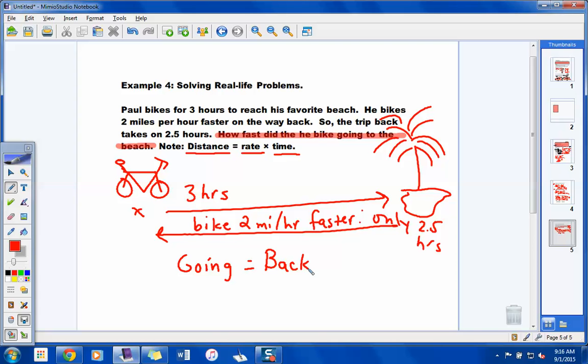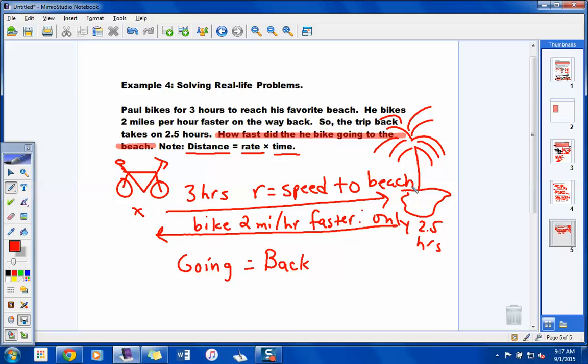So what I'm going to say is this, we're going to let R equal his speed to the beach. That's what we're trying to find. Okay, so here's the deal. Let's write an expression for the distance going to the beach. Again, how is distance defined? Rate times what? Time. Okay, do I know his rate going to the beach? I don't know it, so we call it what? R.